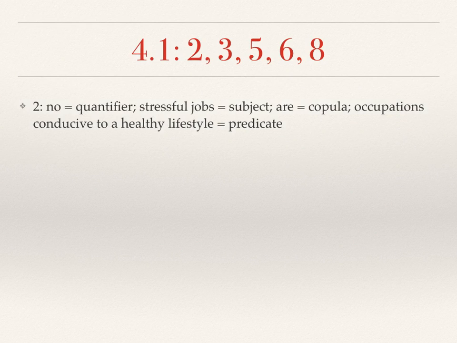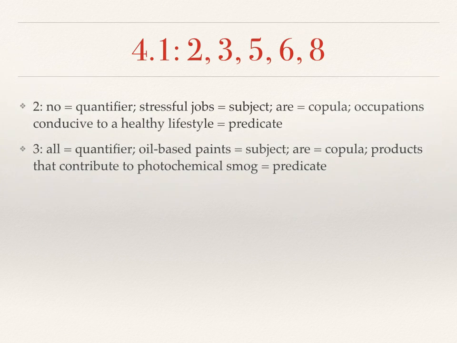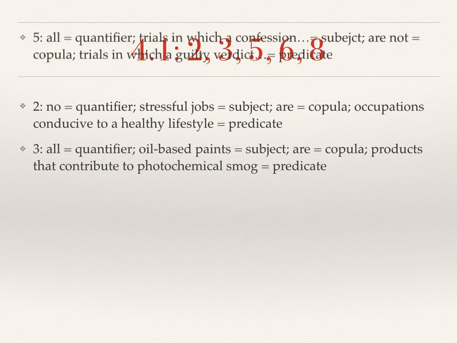For number 2, the quantifier is no. The subject is stressful jobs. The copula is are, and the predicate is occupations conducive to a healthy lifestyle. Number 3, the quantifier is all. The subject is oil-based paints. The copula is are, and the predicate is products that contribute to photochemical smog.